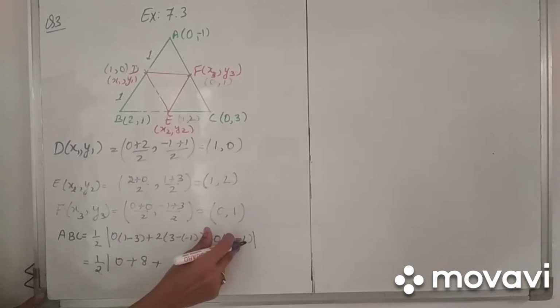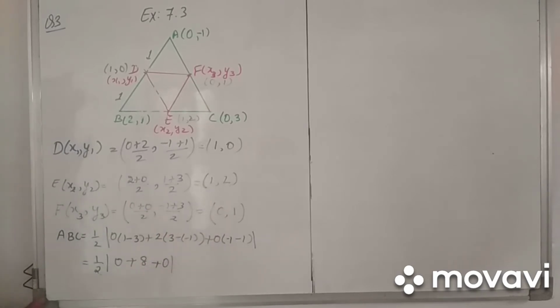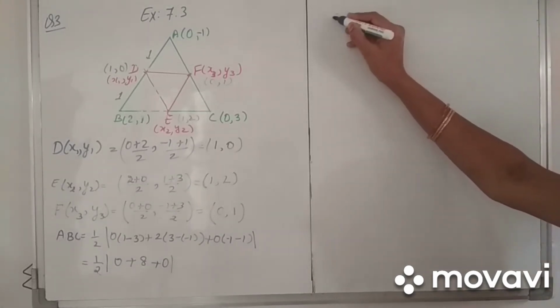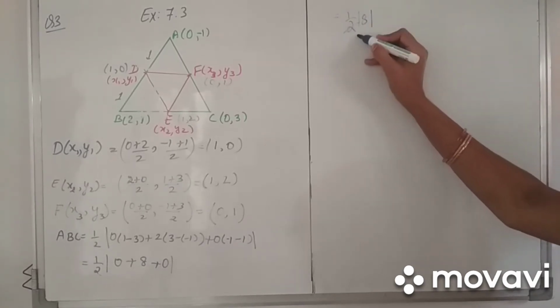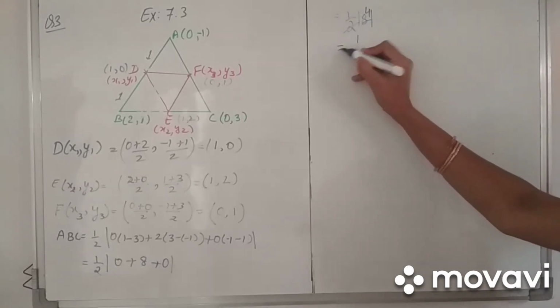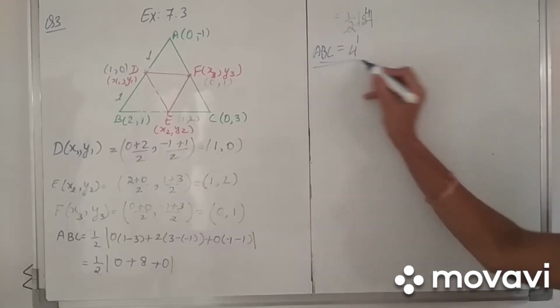Plus the last term is multiplied by 0, so nothing to be worried about. Very easy it is. So what we are getting is half into mod of 8, and it is 4. So the area of ABC is 4.